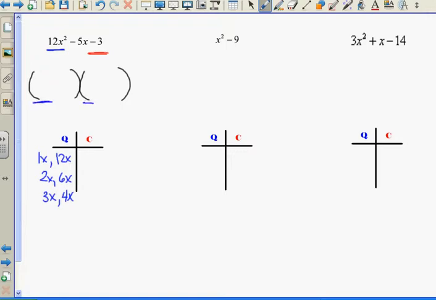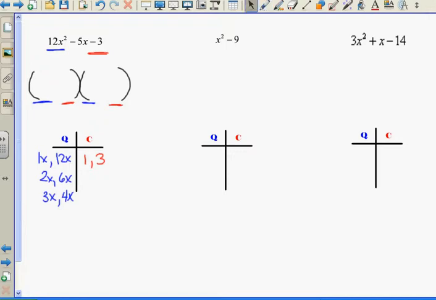And remember, those are going to go here and here. And we just need to decide which of them we want and where we want them. As for our constant piece, it's a 3. Luckily, that only has our choices of 1 and 3. And again, those are going to go here and here. We just need to decide which goes where.